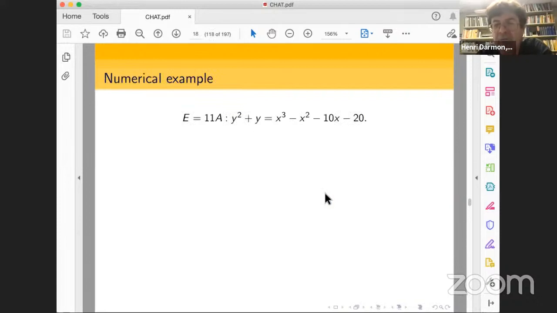Okay, so another thing that was nice about these constructions is that they led to very concrete computer algorithms for computing points. So we could check them numerically in a very convincing way. So for example, here's one.